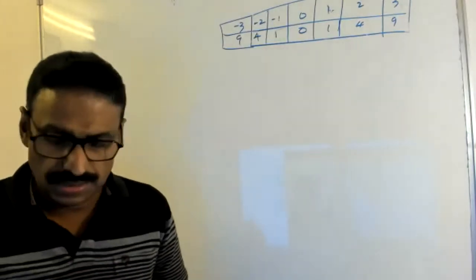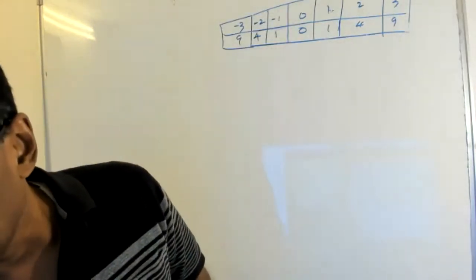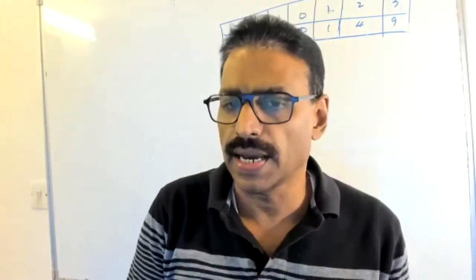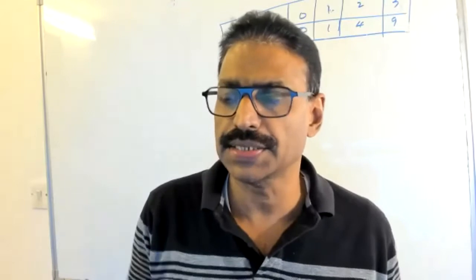Okay, now let us see what I said before: 0 means where the line intersects the x-axis, its x-coordinate.